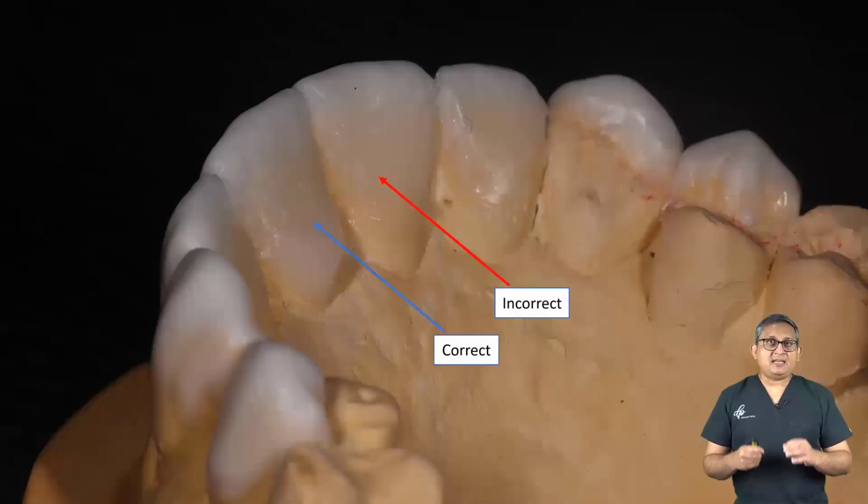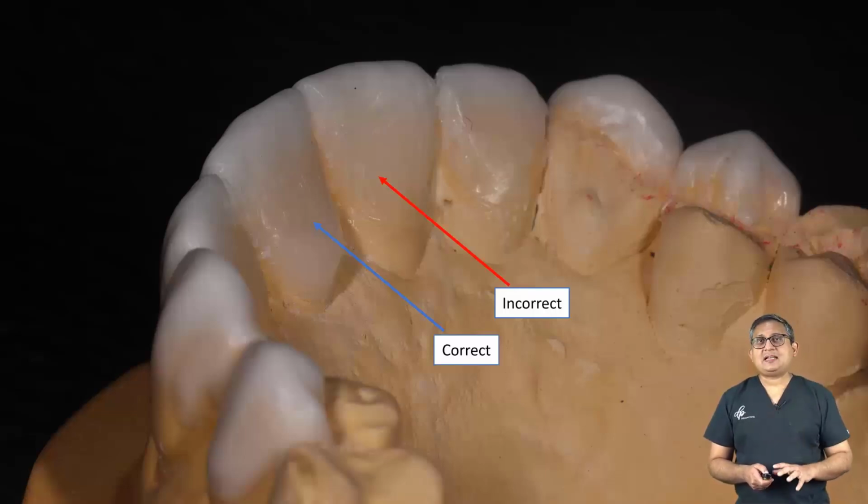And one thing many people get wrong when doing wax ups is the palatal ramp. If you can see the incorrect version, this is what you're going to get most of the time from technicians when you get the wax up back, because that's what the natural teeth look like. However, when we are doing full mouth reconstruction, we want to make sure that the wax up is correct. You have a small ramp.